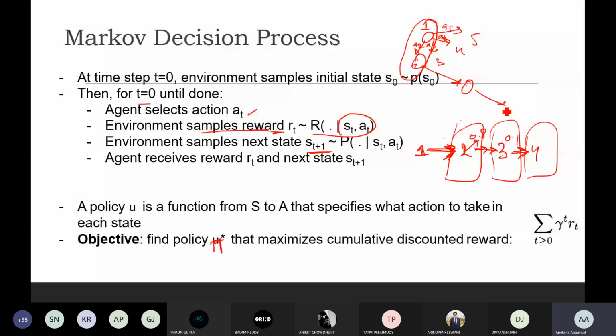Suppose it's taking a longer path to reach 8 from this, and a shorter path from here. I'll give maximum reward to this one, minimum reward to this one. The goal is to select either path 1 or path 2. From both these paths I can reach my goal, but my aim is to select the path which maximizes the reward. So this is my final objective.